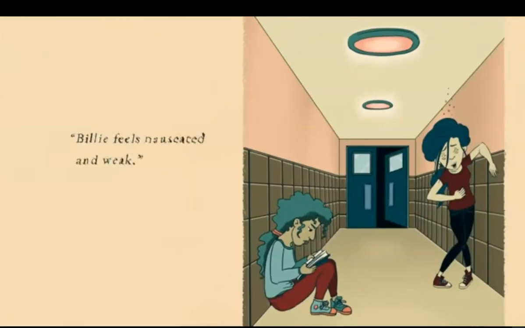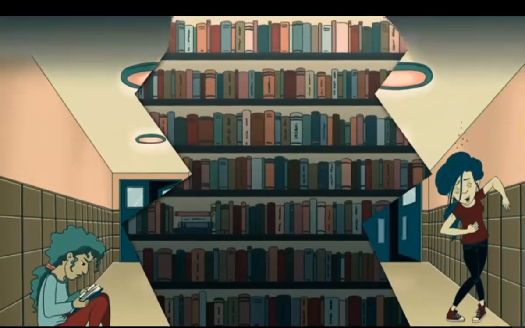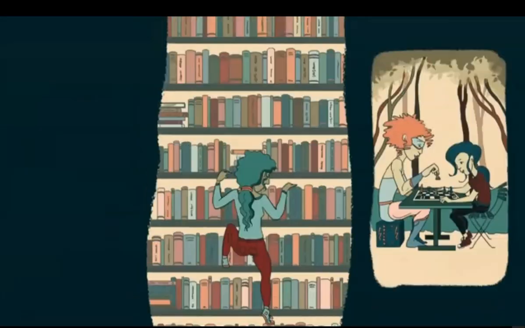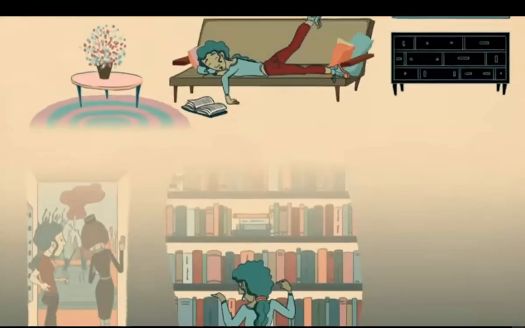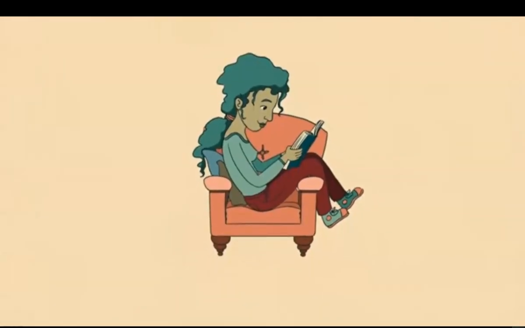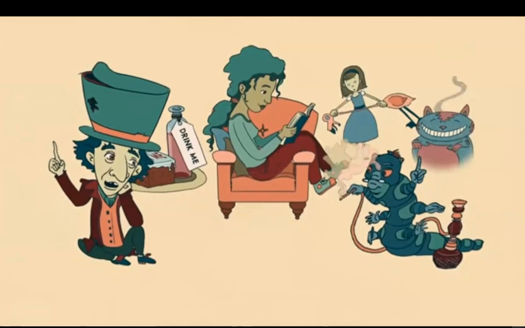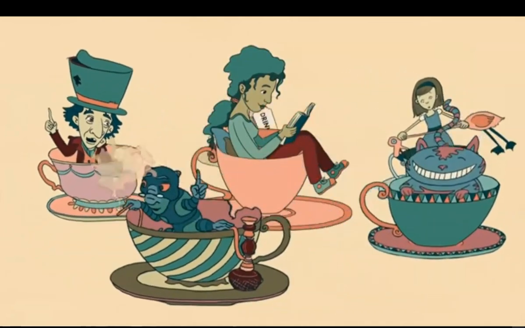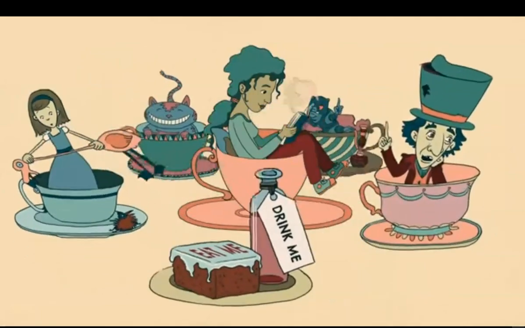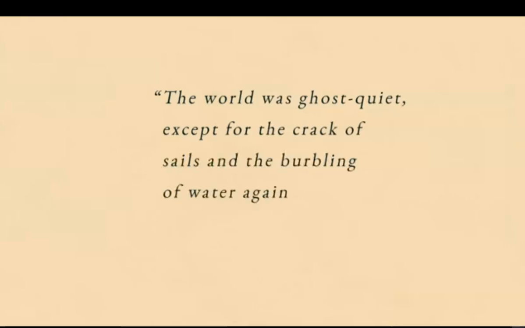She will understand what Billy feels like, but she won't feel what Billy feels. She'll be reading, not immersed in the world of the story, discovering the truths of Billy's life at the same time that Billy herself does. Fiction plays with our senses: taste, smell, touch, hearing, sight, and the sense of motion. It also plays with our ability to abstract and make complex associations. Look at the following sentence. The world was ghost quiet, except for the crack of sails and the burbling of water against hull.